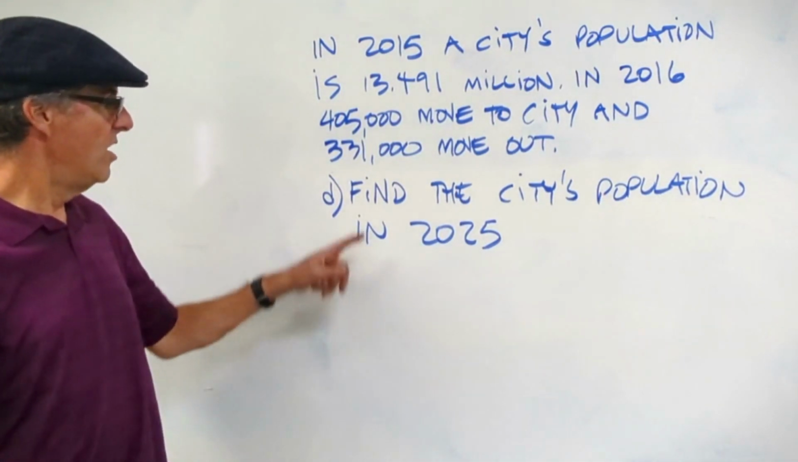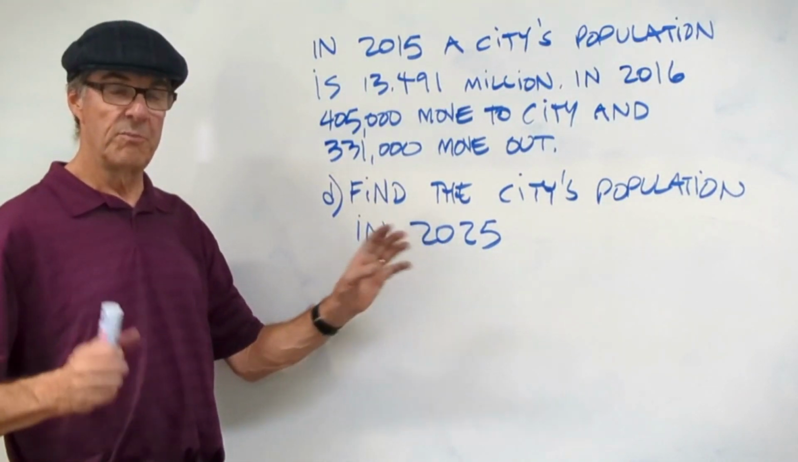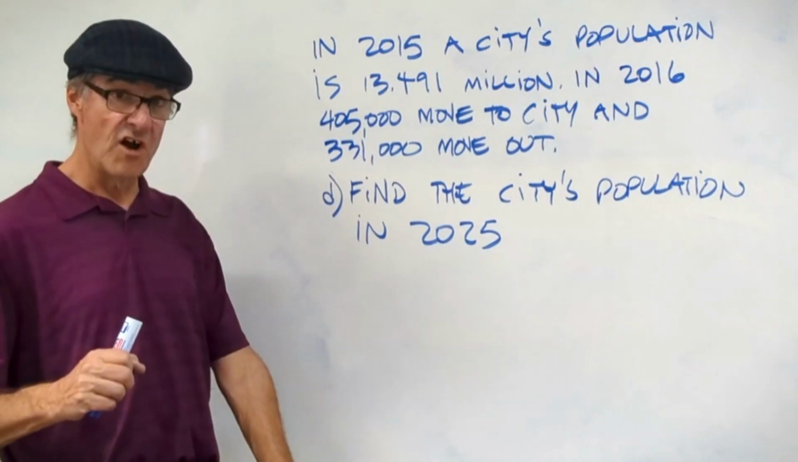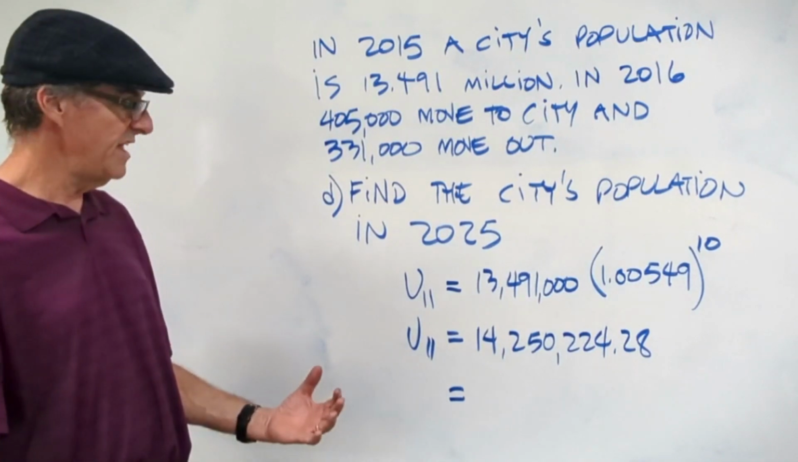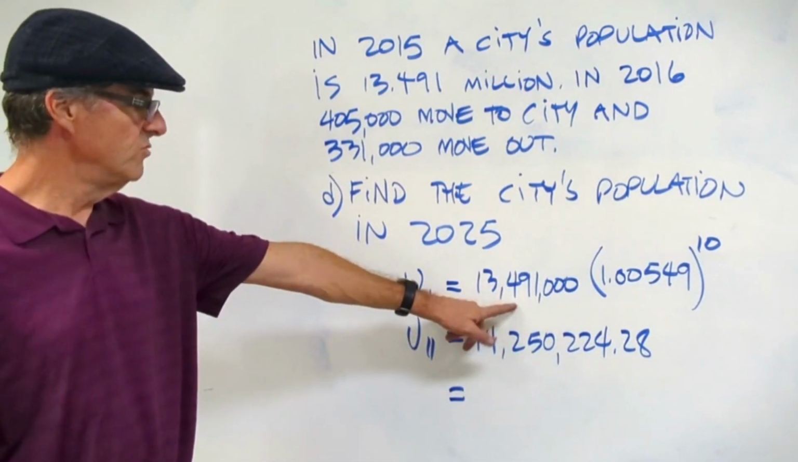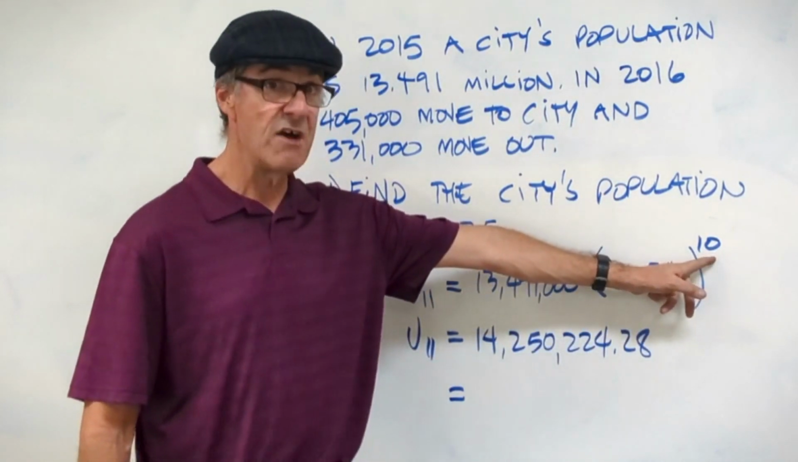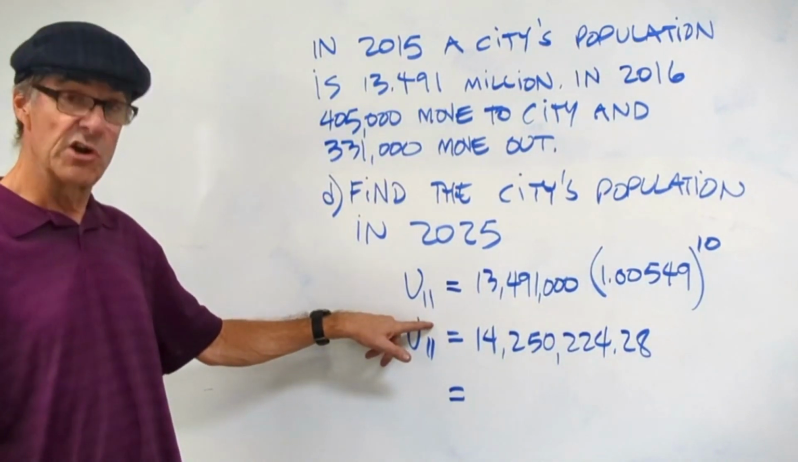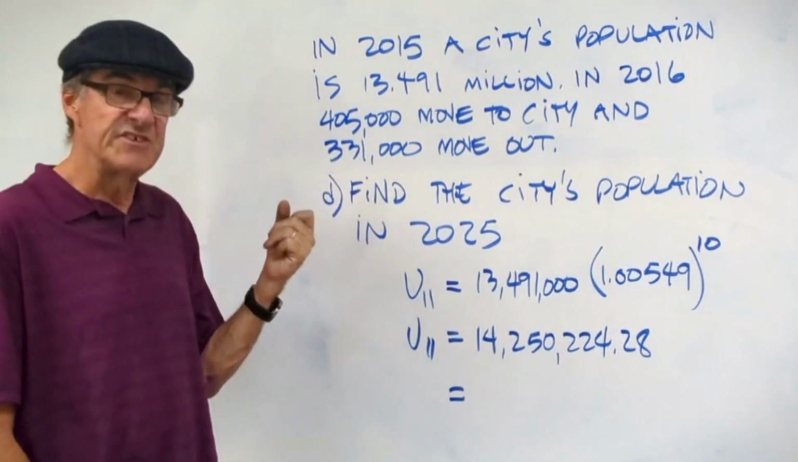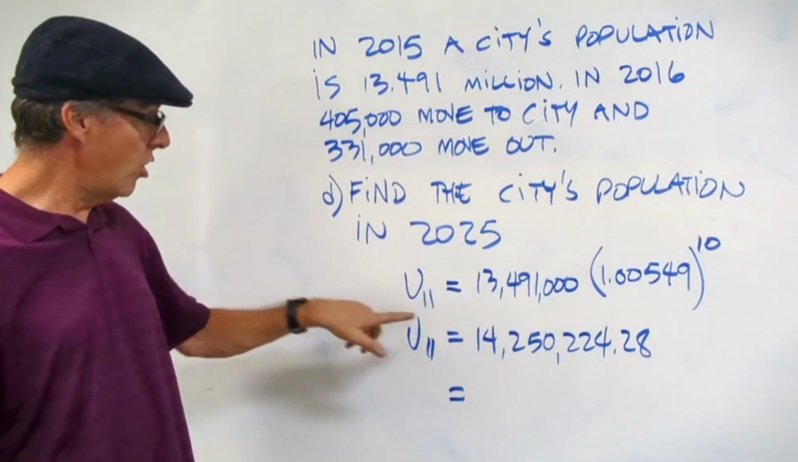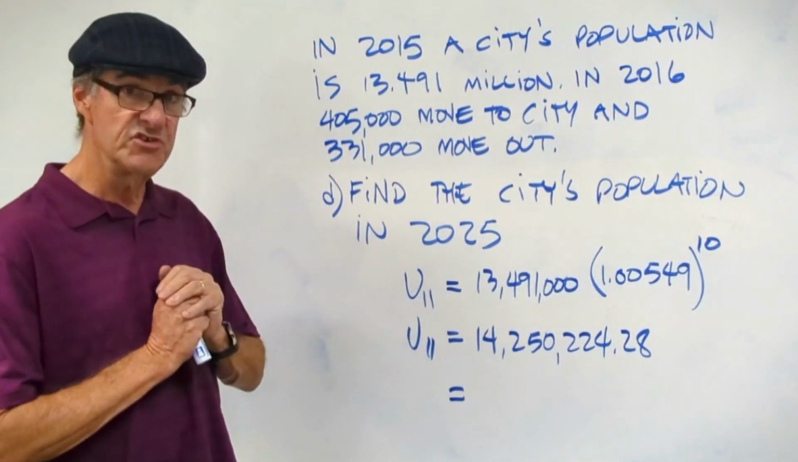Let's figure something out. Find the city's population in 2025. So pause the video, use everything we've done so far, put in your calc, and figure that one out. All right, so here's how we did that. I just did my plug-in step with my U1, my 13,491,000. I did my nice rate here, raised to the 10th power. Now realize, it's the 11th term we want because 2015 is the first term. So if you count 2015 as 1, you need to go all the way to 11 to get to 2025. So that's a little slippery there. You want to make sure you do that right.